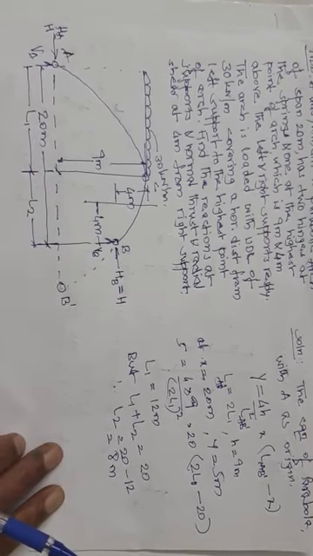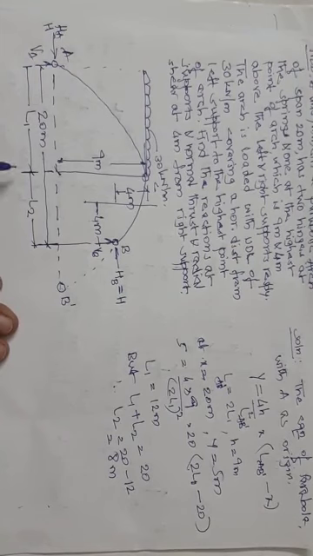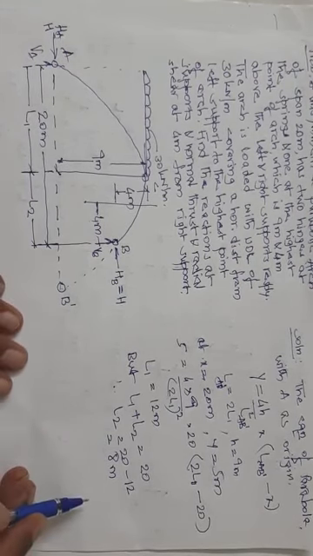So now let the horizontal distance between the support A and the highest point be L1, and similarly the highest point to support B be L2. The span is given as 20 meter, that is nothing but the horizontal distance of AB. Now first we need to calculate L1 and L2 in order to calculate the reactions.